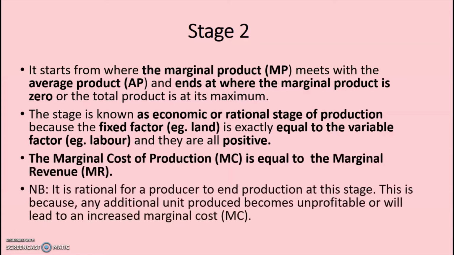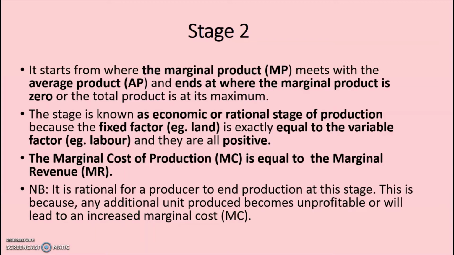Also, this is a stage where the marginal cost of production is equal to the marginal revenue. Remember I said with stage 2, we have equal proportion of fixed factor and that of the variable factor. And in the same stage, we have the total product at a maximum height. Therefore, we have the marginal cost of production being equal to the marginal revenue.